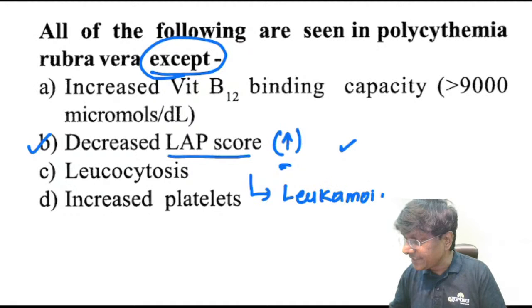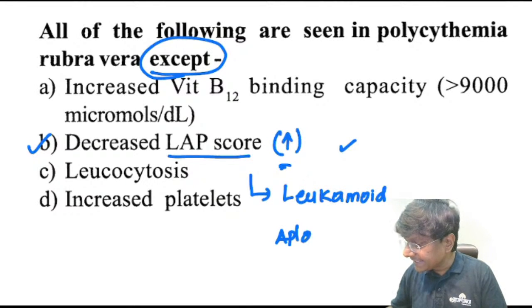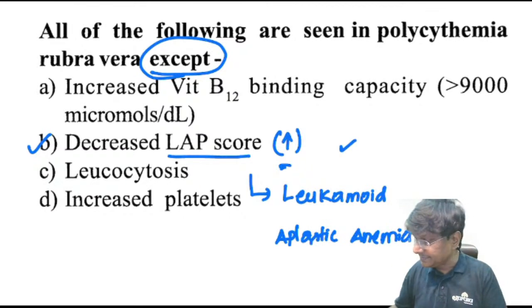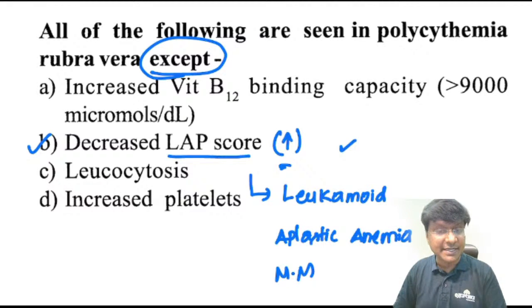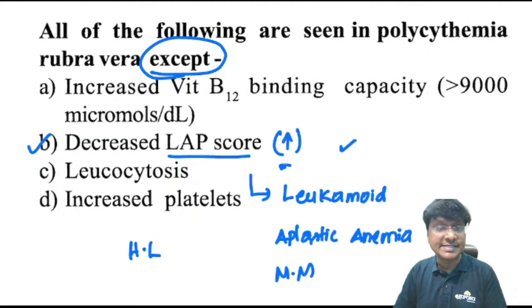Now, this increase in your LAP score is also seen in other conditions like leukemoid reaction, also seen in case of aplastic anemia, right? Next, multiple myeloma. Next, Hodgkin's lymphoma. These are all the conditions where there is increased leukocyte alkaline phosphatase score.